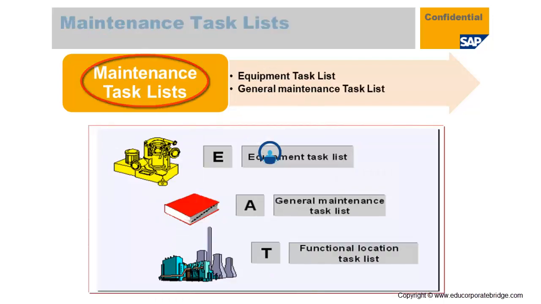Maintenance task list. To capture the operations or activities, you need to create a task list in the maintenance, and later on the task list should be assigned to the work center. So it can represent your routing or operations in that particular maintenance order. So whether it is the equipment task list, a general task list, or a functional location task list, you can create or manage it in the plant maintenance module.